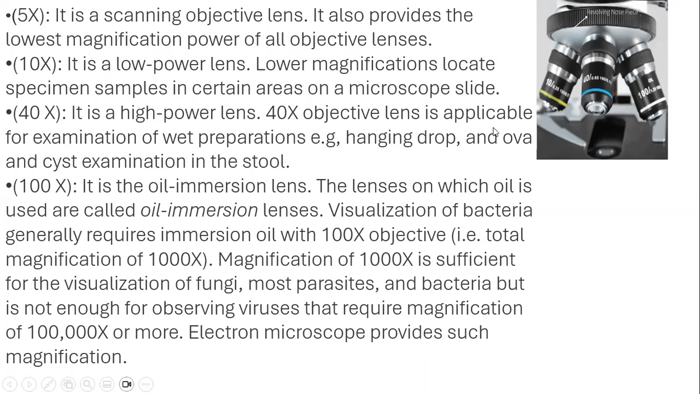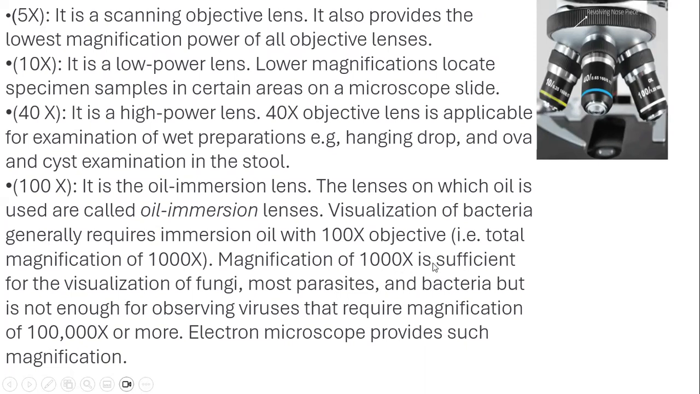The 40x objective lens is applicable for examination of wet preparations such as hanging drops, and egg and cyst examinations in the stool sample can be done. Then the 100x or the oil immersion lens. This is the lens in which we make use of oil, which is a medium in between the slide and the objective lens. Visualization of bacteria requires the presence of immersion oil, and it will give a total magnification of 1000x when we use the 100x objective lens.